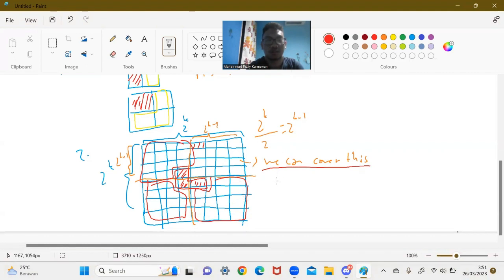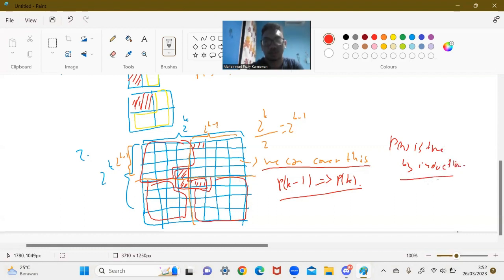Because of this, I'm just going to skip right to the main result. Because of the induction hypothesis, we've shown that P(k minus 1) implies P(k), and this is exactly what we want to prove. Since we have proven the inductive step, that means the statement P(n) is true by induction. Nice.